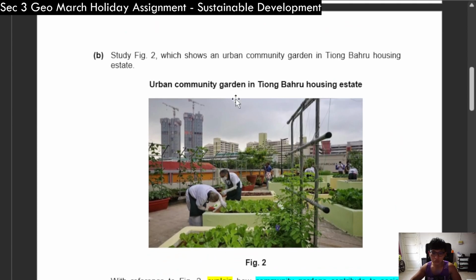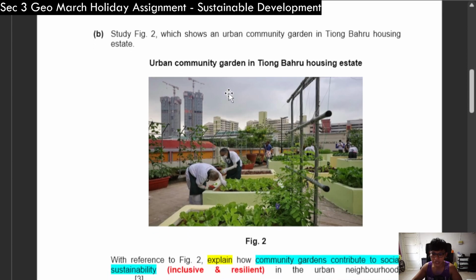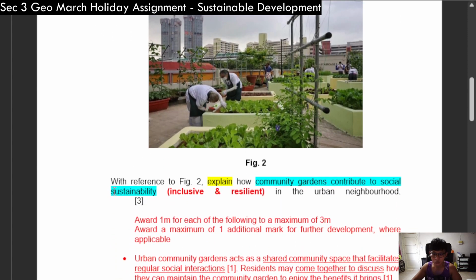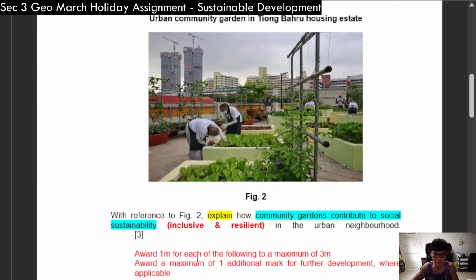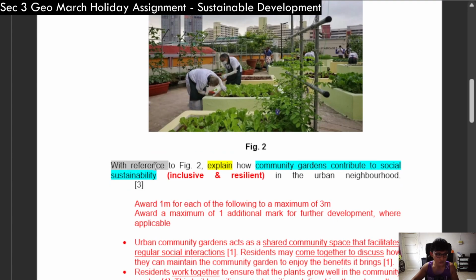Alright, question number 2. Okay, study figure 2 which shows an urban community garden in Tiong Bahru Housing Estate. So with reference to figure 2, explain how community gardens contribute to social sustainability. Alright, so the command word is to use the figure and then you have to explain. So you need to give reasons. Alright, and the focus is on community gardens contributing to social sustainability.